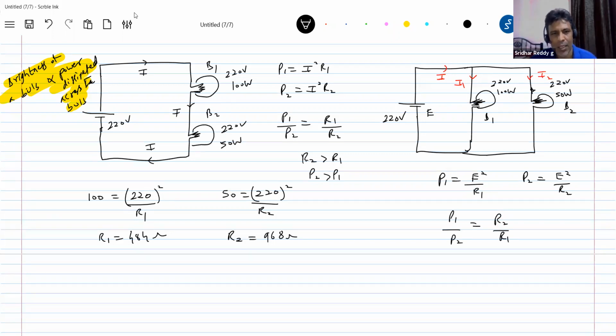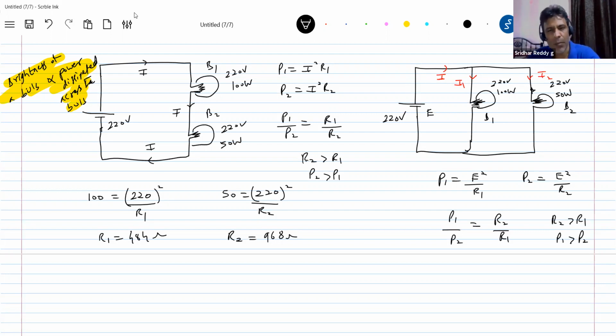Again the same. R1, R2, will they be the same or different? The resistance of a bulb will not change. When you connect them in series or parallel, the resistance depends upon the material of the conductor. The resistance of the bulb will remain the same. The same bulbs are now connected in parallel, and we know R2 is greater than R1. So what will happen? P1 is greater than P2.